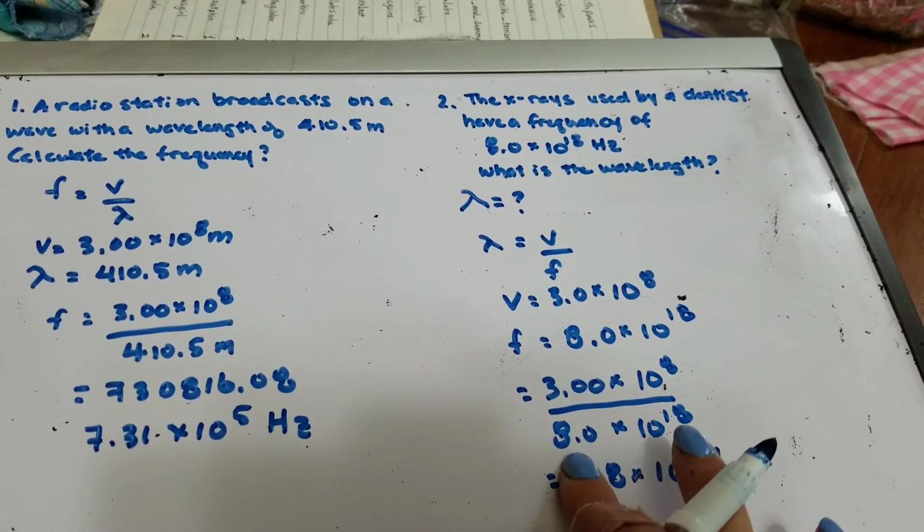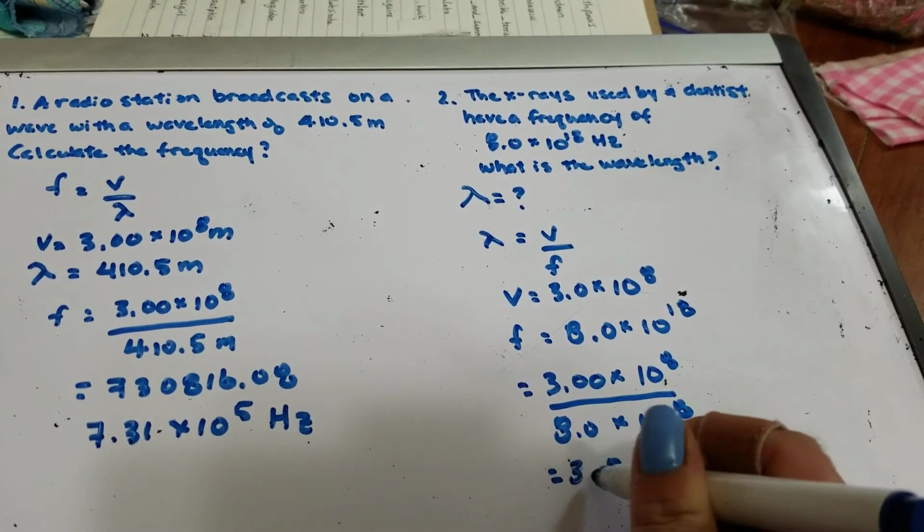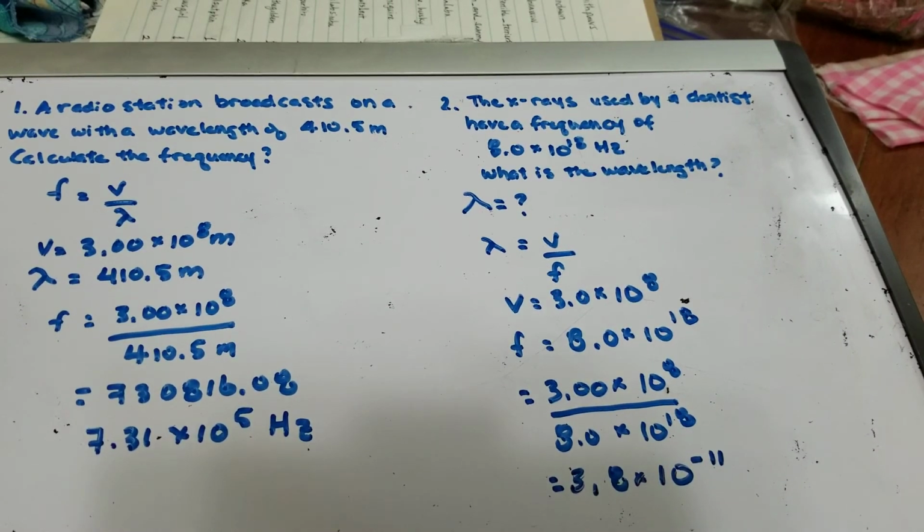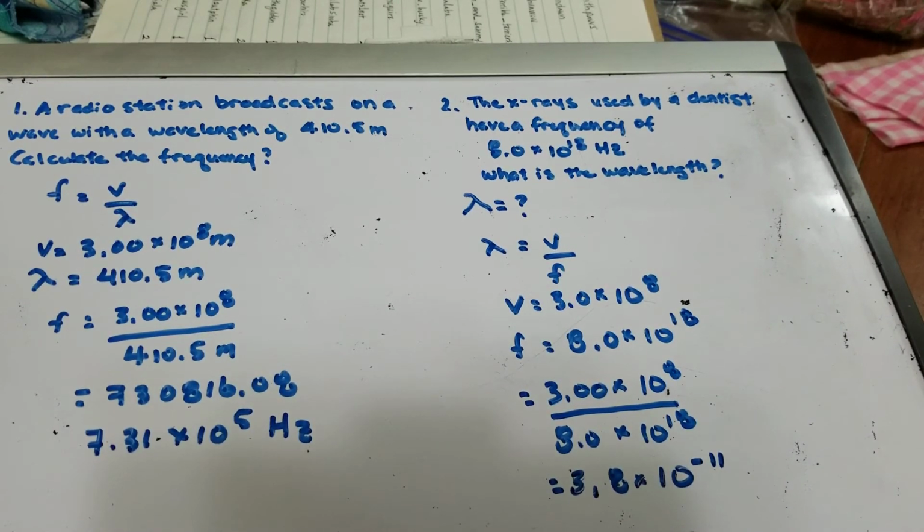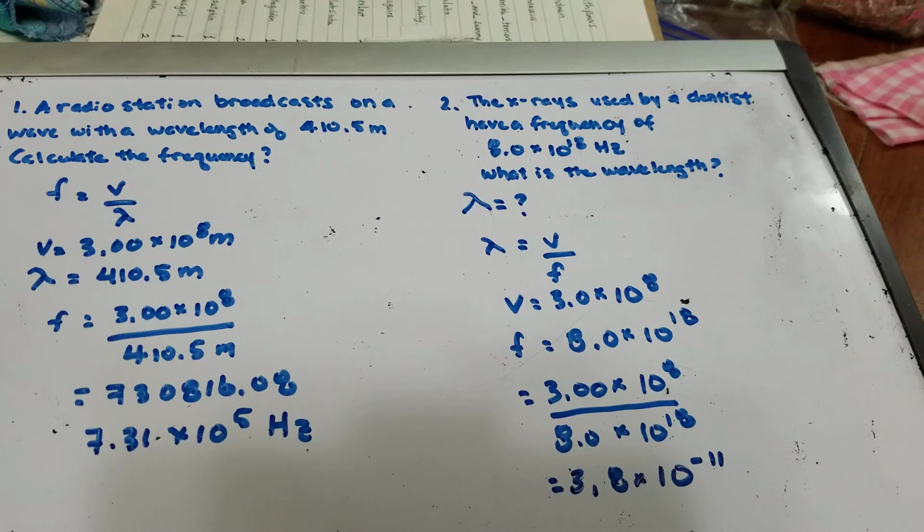Okay, I'm going to make this a little clearer. 3.8 times 10 to the minus 11. So 3.00 times 10 to the 8 divided by 8.0 times 10 to the 18. 3.00 has 3 significant digits. 8.0 has 2 significant digits. Therefore, your answer needs 2 significant digits. So your answer becomes 3.8 times 10 to the minus 11 meters. So it's very, very small.